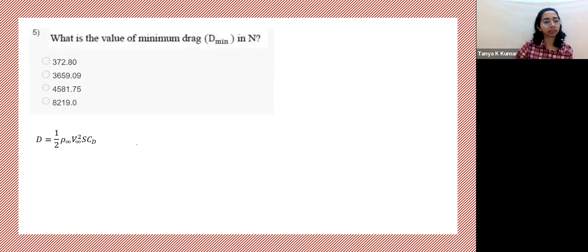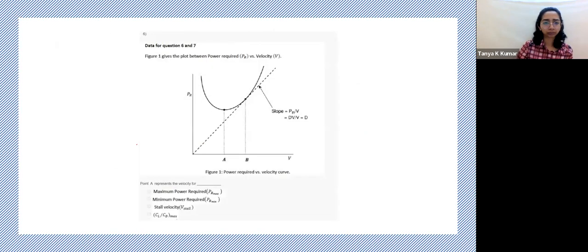Okay, so yeah, this is the equation that we used. Now this question gives the plot between the power required and velocity. So the first question is straightforward. What does point A represent? It is the minimum point on the curve. So it is the minimum power required. Very simple question, right? So it is minimum power required.